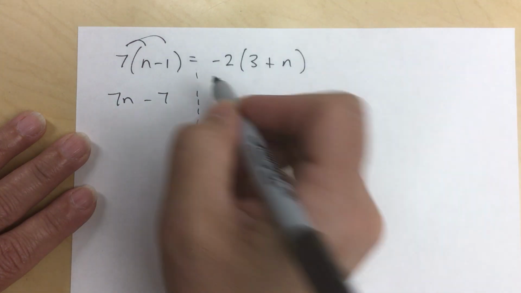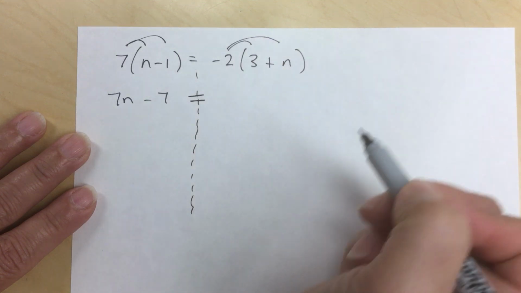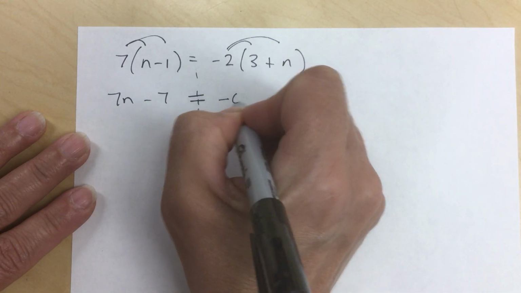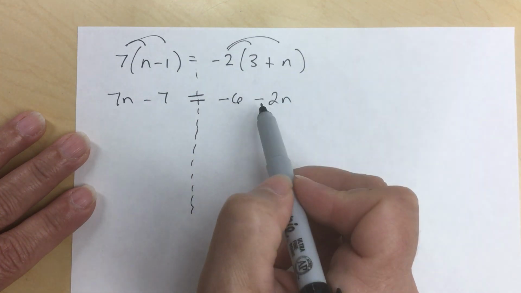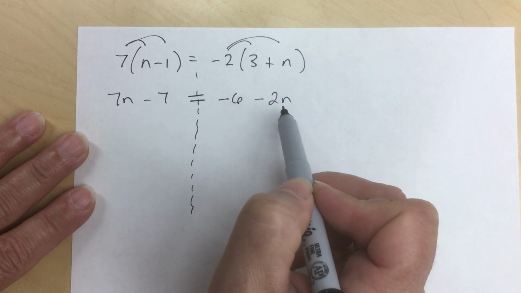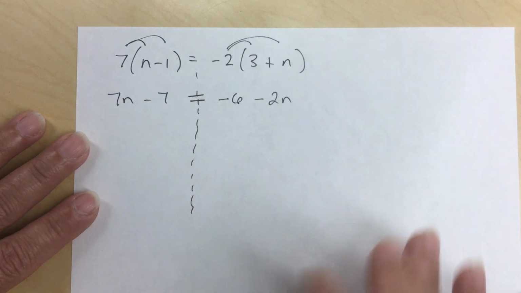So 7n minus 7. Bring your equal sign down, and then you got to take -2 times both of those. So I would write -6 minus 2n. You could bring your plus sign down and have a -2n. You could say plus a -2n, but I just write it as minus.